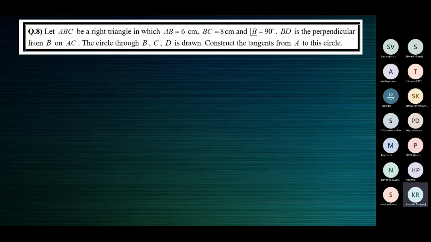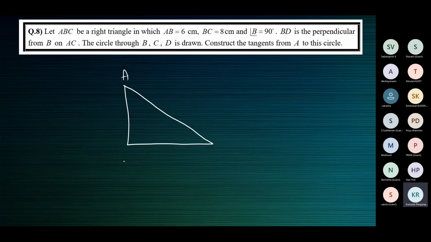Okay. Let's see this one, children. Let ABC be a right triangle in which AB is equal to, no, I will not read the instruction completely. We'll just read part by part and we'll try to construct if possible. Let ABC be a right triangle in which AB is equal to 6 centimeters, BC is equal to 8 centimeters, and angle B is 90 degrees. Okay, let's do that. So ABC is a right triangle, like this 6 and this is bigger, 8.